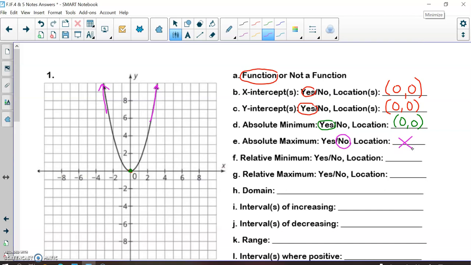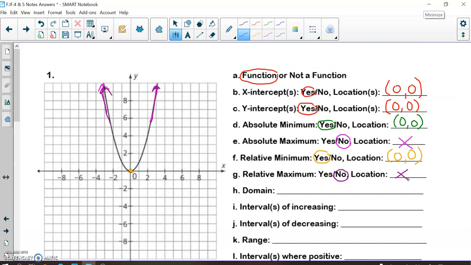It's up to you. Now, a relative minimum is just any low point on your graph, which, again, we have this low point here, which is the point (0, 0). So yes, and then we write (0, 0). And now, just because your graph doesn't have an absolute maximum does not mean it doesn't have a relative maximum. However, in this one, there is no high point on the graph, so there is no relative maximum. And we'll see an example of where you do have relative maximums.